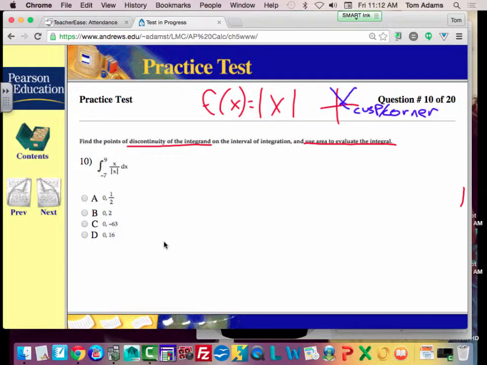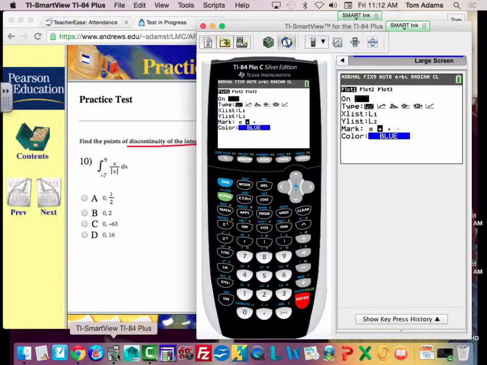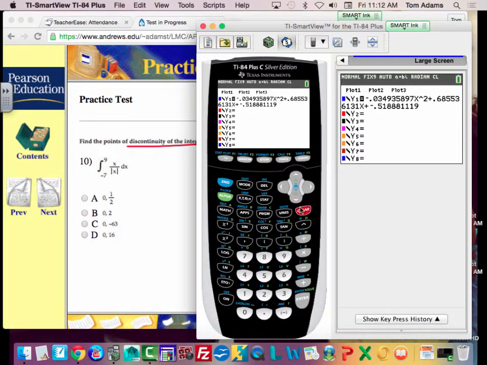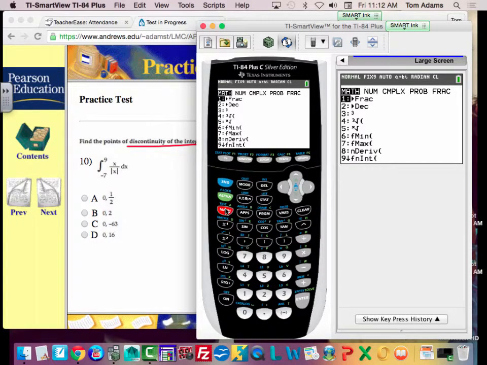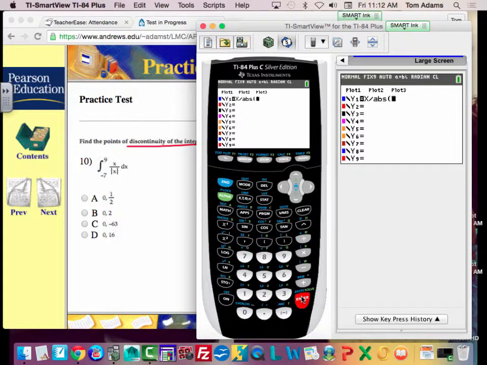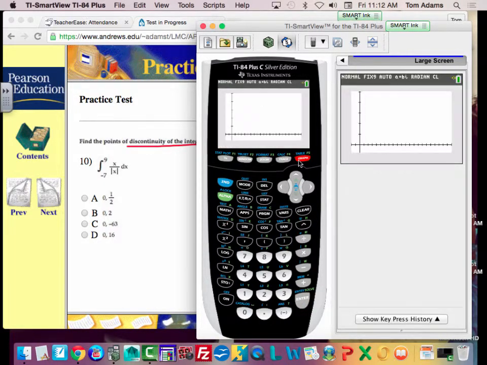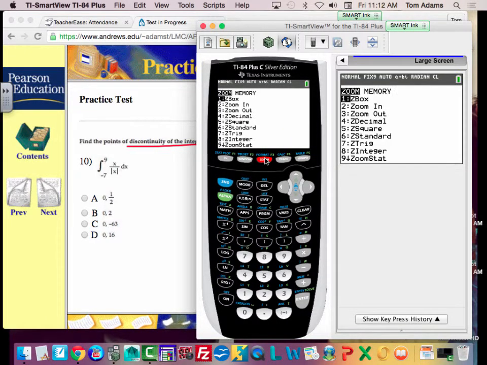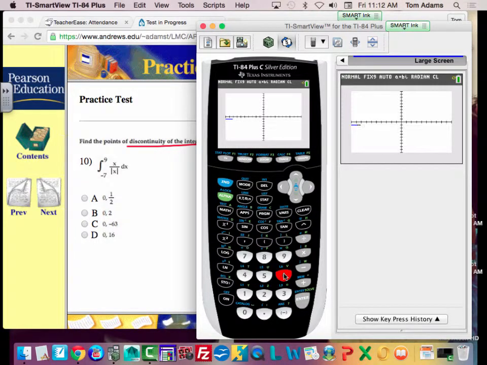So here's what we got to do. First thing you got to do is graph it first. So I'm going to come in here. I've got some old stuff from earlier, and I'm just going to graph x divided by the absolute value of x. Where's the absolute? Is it here? Yeah. And then the absolute value of x. Okay, and I'm just going to graph it. Uh-oh. Let's do a standard zoom and see what happens there. So that's what I got.